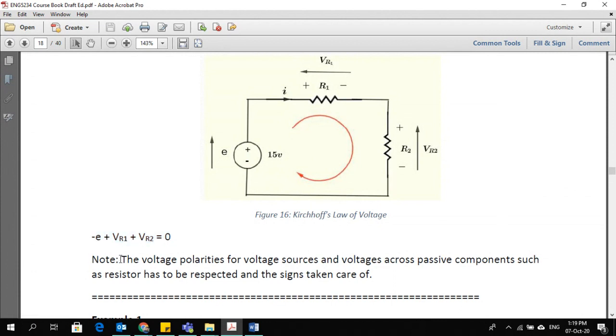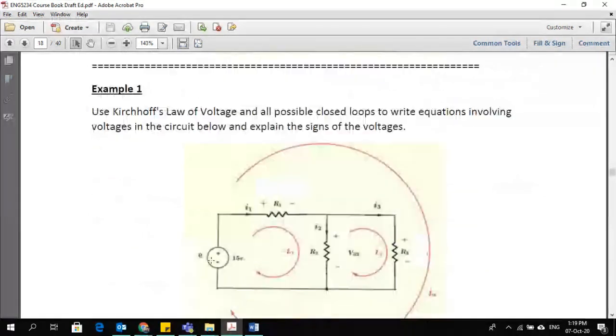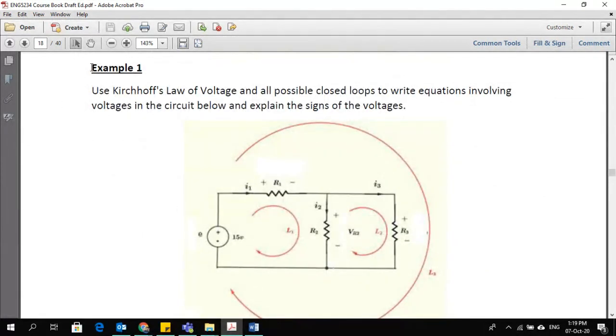There is a note here. The footnote says the voltage polarities for the voltage source and the voltage across passive components such as resistors have to be respected and the signs taken care of. So you must take care of the signs and then set the polarity like this, with each voltage. Now the further clarification we can do by example.